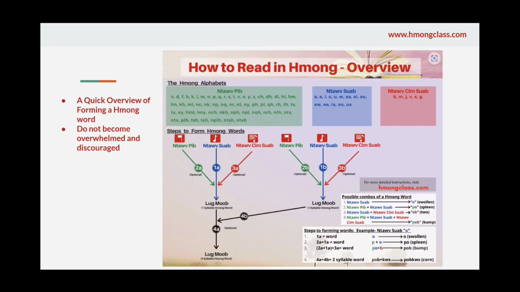And one thing I wanted to emphasize is that the consonants have 1 to 4 letters. The shuo, or the vowels, have 1 to 2 letters. And then the shuo, the vowel pitch modifier, only has 1 letter.